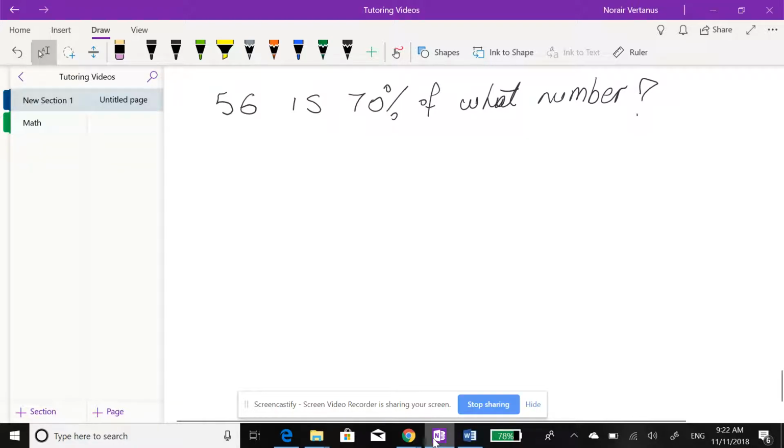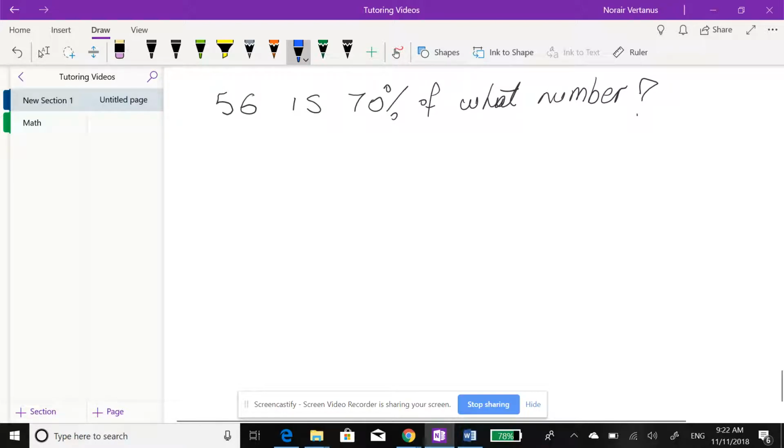That becomes tricky sometimes. Most of the students have trouble distinguishing which one is the part and which one is the whole. I'll explain it to you and make it easy to separate them. So here this question says 56 is 70% of what number? And I'm going to solve this using two different methods.